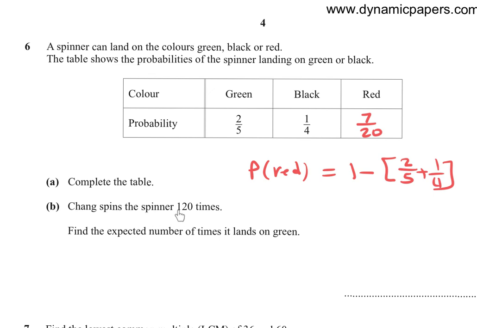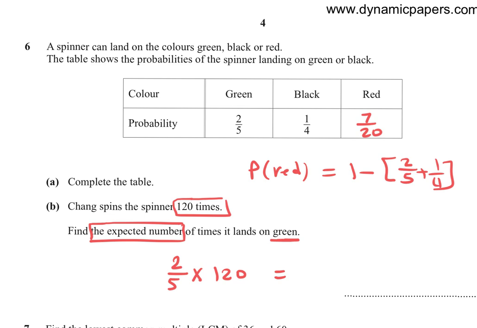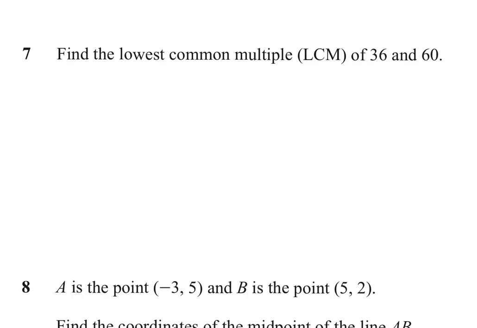Tank spins the spinner 120 times. Find the expected number of times it lands on green. To find the expected number, we have a rule: the probability times the total number of times. The probability of green equals 2 over 5, times the total number of times, which is 120. So the expected number equals 48 times.